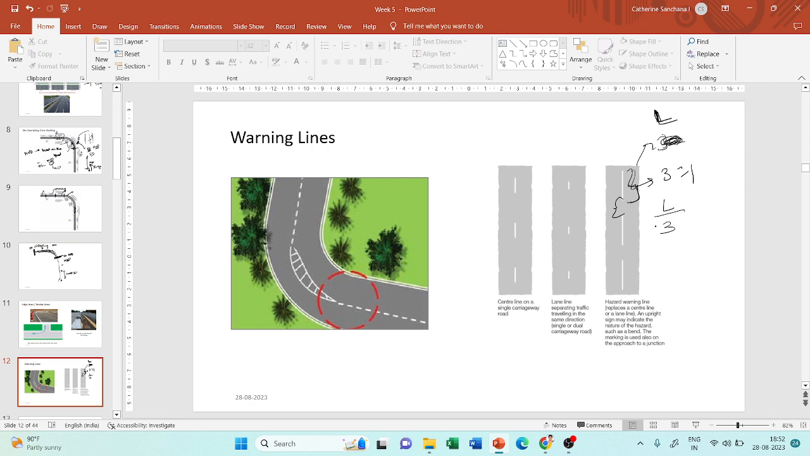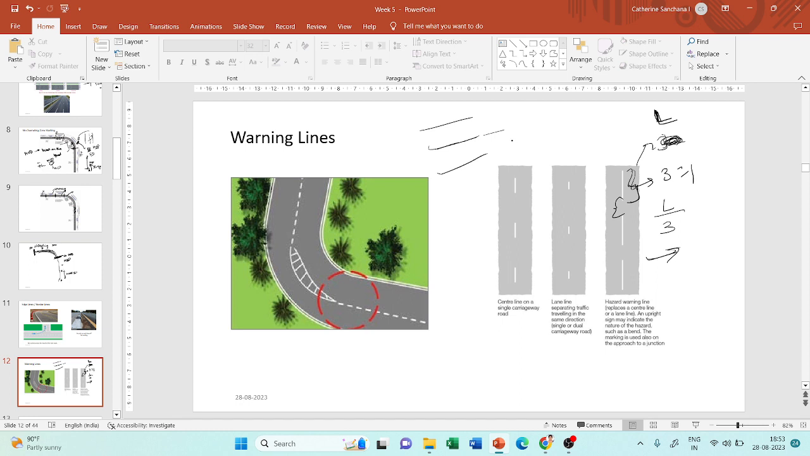Okay, so warning lines, mostly this type of lines will tell you that they are warning lines. As we saw earlier, warning lines can be provided to differentiate lanes if you have to make the overtaking action with cautiousness. Maybe if the safe overtaking distance is not available, then you have to make it with caution, or it can be provided as a center line also, if you have to make the overtaking action cautiously.